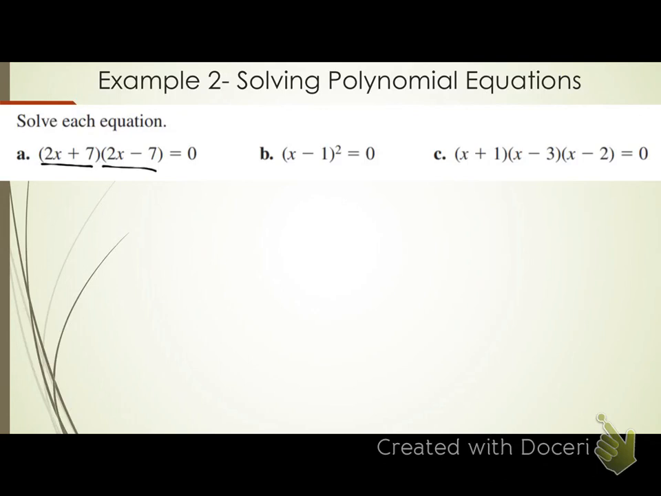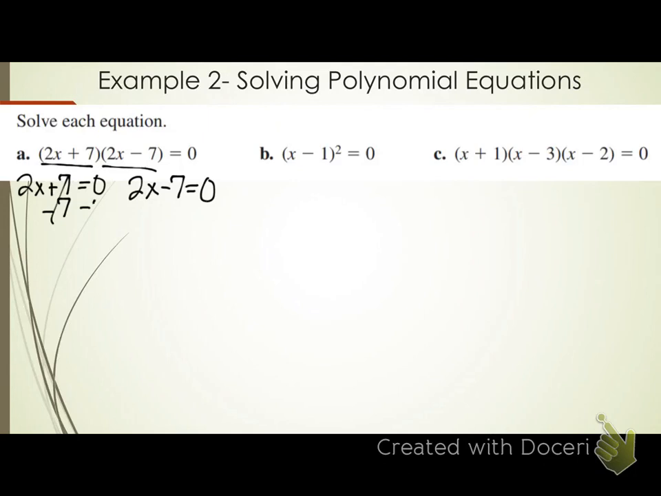What am I going to do with those? Since they're being multiplied and they equal 0, what am I going to do? Set them equal to 0. 2x plus 7 equals 0. 2x minus 7 equals 0. So the first one, 2x plus 7 equals 0. What would be my first step to get x by itself?